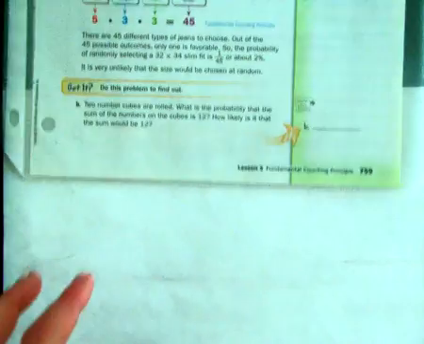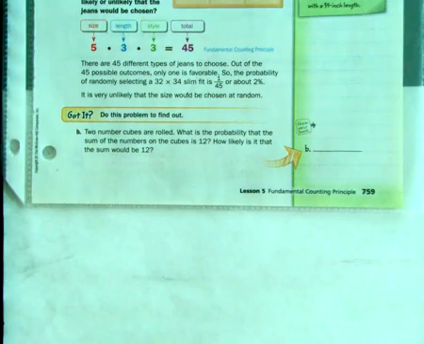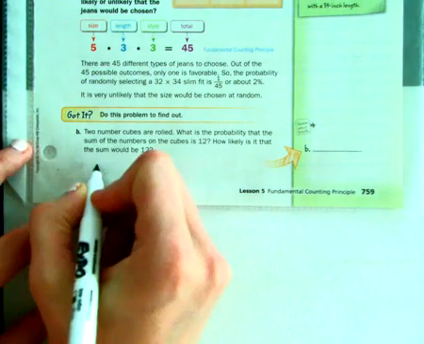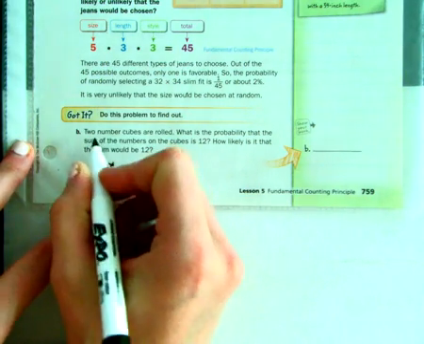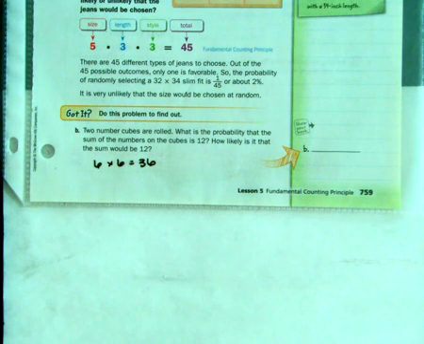Okay, the other thing we can do with the fundamental counting principle is find probability. If we look at example B, 2 number cubes are rolled. What is the probability that the sum of the numbers on the cubes is 12? How likely is it that the sum would be 12? First we need to figure out how many possibilities we have altogether. We roll 1 number cube. There are 6 options, 1 through 6, times, we roll it again, 6 more options. So we have 36 possible outcomes by rolling 2 different number cubes.